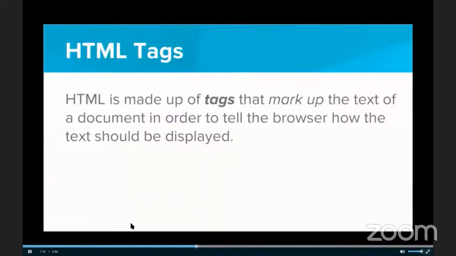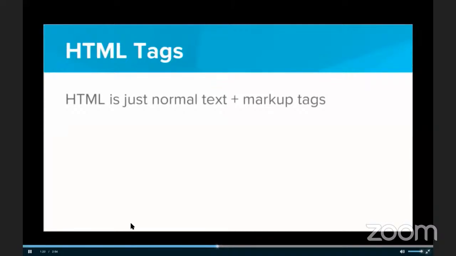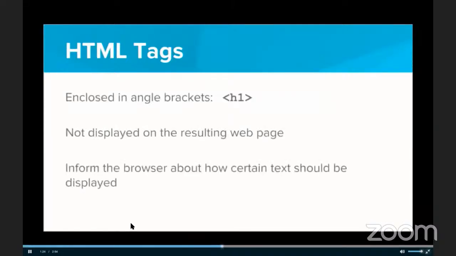So HTML is made up of several tags that can decorate or mark up the standard text of a document in order to tell the browser how that text should be displayed. So at the core of it, HTML is really just normal text plus these markup tags.